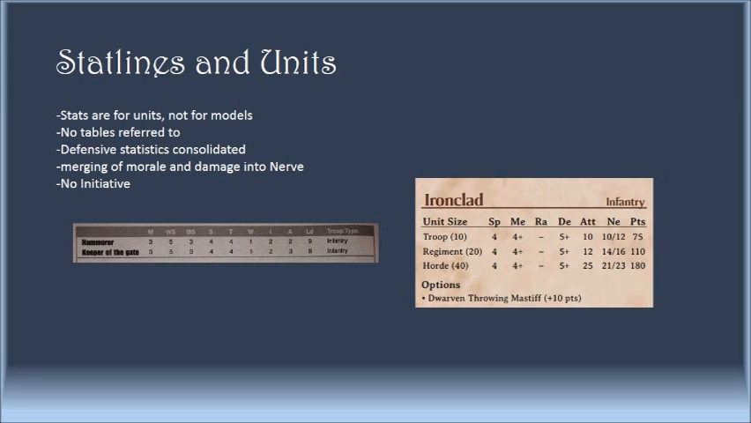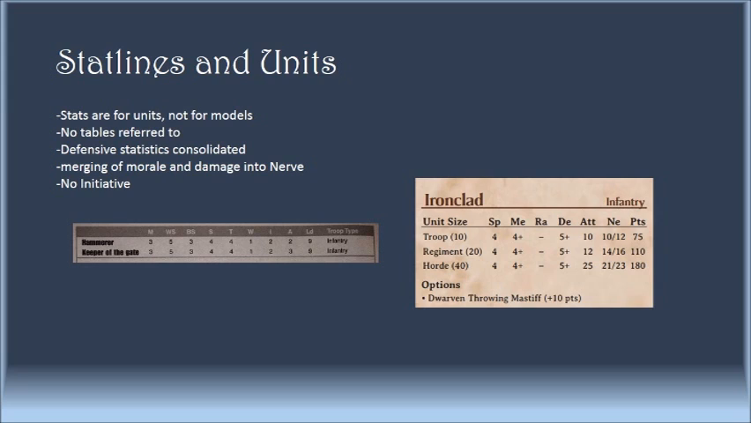Then in Warhammer we have initiative. This is gone entirely, and as I'll explain in another slide, there is no combat each way and around. In Warhammer, there's a charge, two sides are in combat, whoever has the higher initiative attacks first, then the other side attacks back. Not so in Kings of War. On your turn, you fight. On their turn, they fight. That's it. So no initiative.